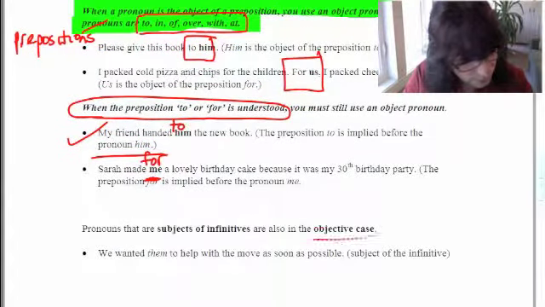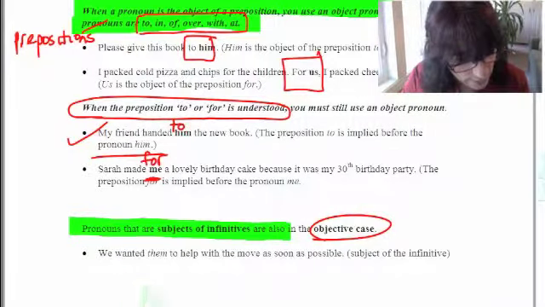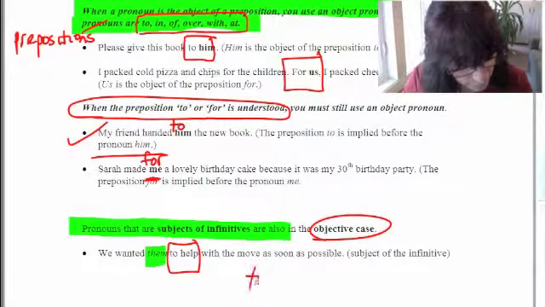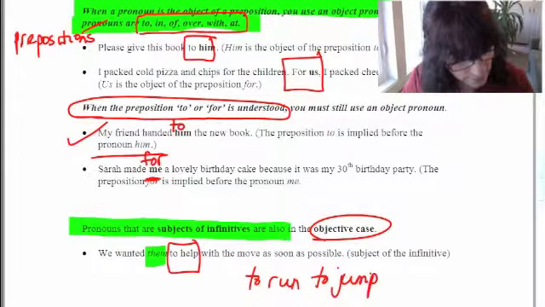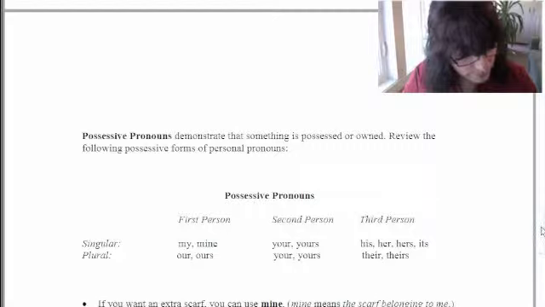All right, and then one other example of using the objective case is pronouns that are subjects of infinitives. So an example: we wanted them to help with the move as soon as possible. This is the infinitive, to help. Any verb that has the word to in front of it, to run, to jump, etc., is an infinitive. There's a quick video on infinitives on my website as well. We wanted them to help, so them is the subject of the infinitive. So these are all objective case pronouns.